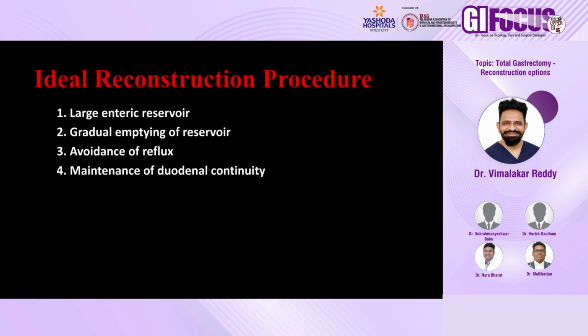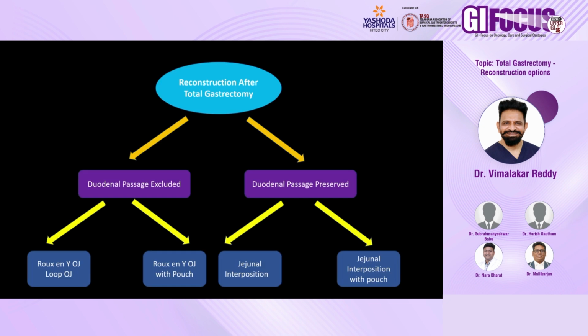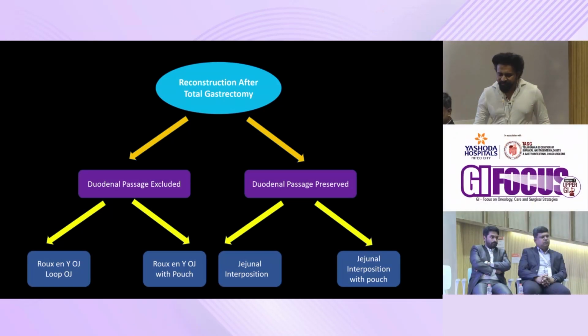So, what will be the ideal reconstruction procedure? You should have a gradually emptying, non-refluxing, large volume reservoir with duodenal continuity. That is the ideal reconstruction method. That is why post total gastrectomy, the reconstruction methods are divided into two. One is having duodenal continuity, one is without duodenal continuity. And in that, whether you are doing pouch or without pouch.